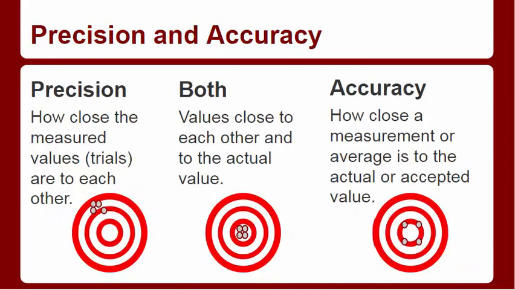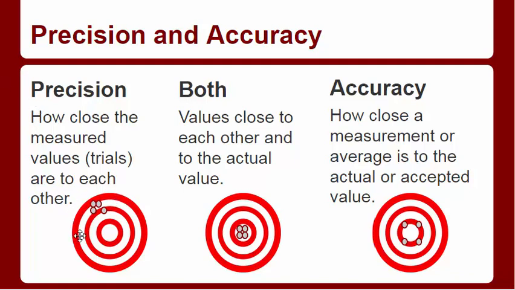So we've been using these terms, precision and accuracy, which you already looked up, but in case you forgot, let me remind you that precision is how close the measured values are to each other, so if you do many trials, you have multiple values. Accuracy, on the other hand, is how close a measurement or the average of your measurements is to the actual or accepted value. And when you have both, the values are close to each other and to the actual value.